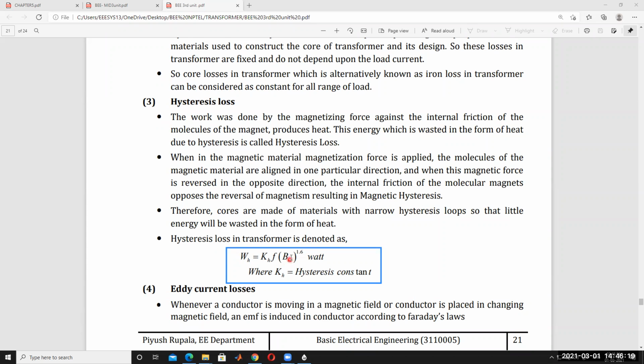Here Bm is called the magnetic flux density, and Kh is called the hysteresis loss constant. That means hysteresis loss is proportional to the frequency and the maximum magnetic flux density, Bm. Am I right?